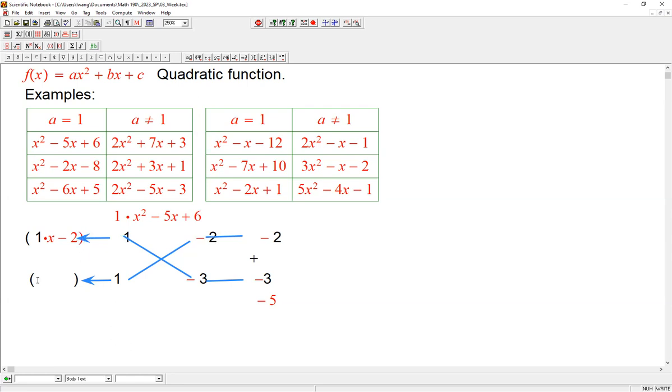X -2. The second row, 1, -3, I will still do 1 times x, this time -3. You see, we got the two factors. And 1 times x, of course, is x. X -2 will be one of the factors. Now I got an answer. So x -2 multiply x -3.